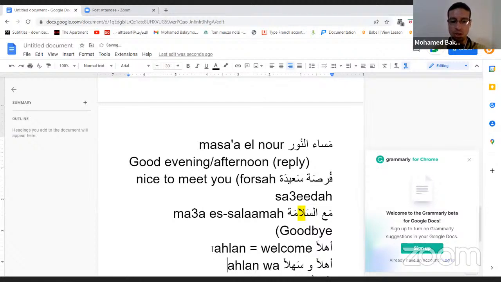So أهلا وسهلا. Again, because here I have the same thing which is called tanween. This term is not important now, but the important thing is when you find these double, these two lines above the alif or above any other letter, this means that there is an n pronounced, like an. There's an n at the end. So ahlan wa sahlan also means welcome.